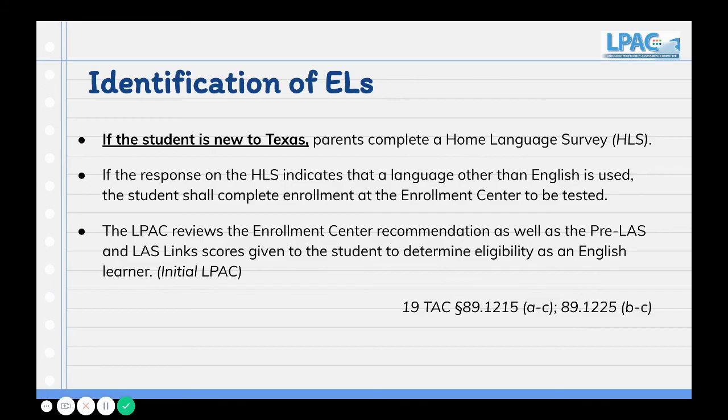For identification of English learners, if the student is new to Texas, parents complete the home language survey. If the parent response to the home language survey shows that they speak a language other than English, the student shall complete enrollment at the enrollment center to be tested. The ELLPAC reviews the enrollment center recommendation as well as the pre-LAS and LAS Links scores given to the student to determine eligibility as an English learner.